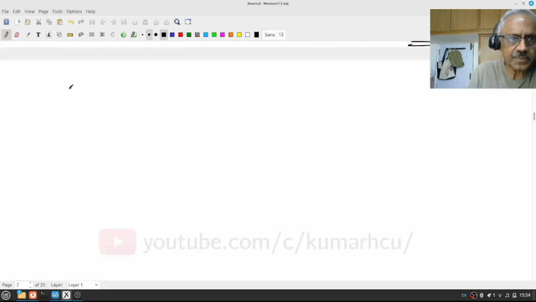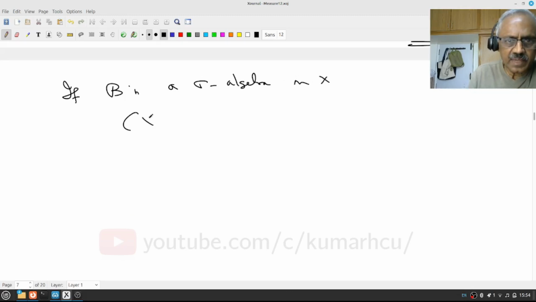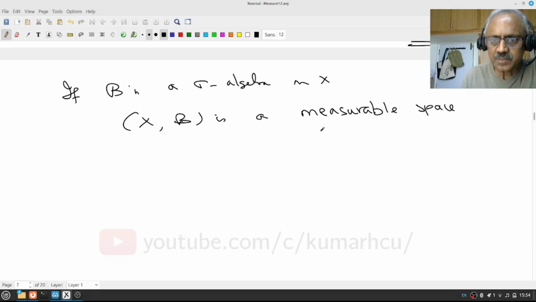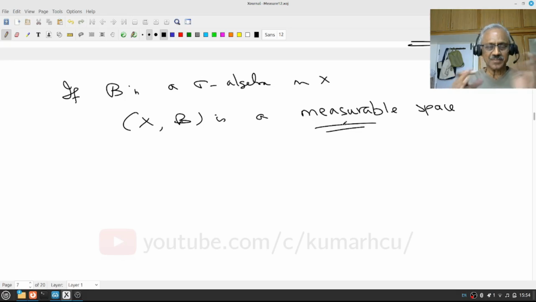So if B is a sigma algebra on X, then the ordered pair (X, B) is a measurable space. Measurable, that is, you can measure, but there is no measure yet. You understand that? The setting is correct. It's an eligible candidate kind of thing. So it's measurable. That is every set. This is a notion, this is a definition.